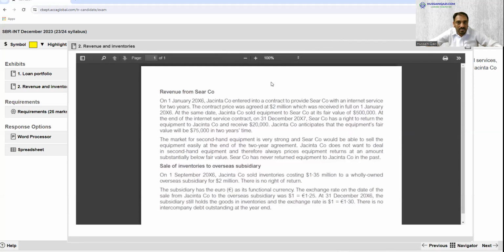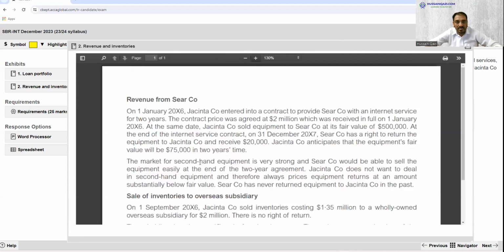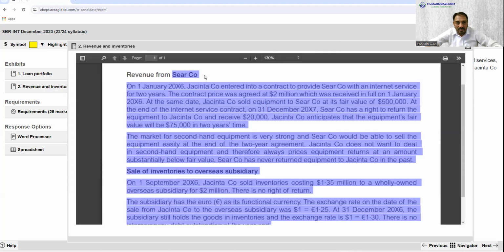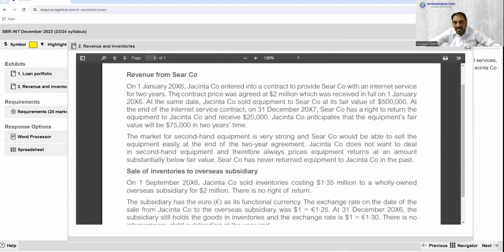Number one, revenue from Share company. On 1st January X6, Jacinta entered into a contract to provide Share company with an internet service for 2 years. Jacinta is a telco company. They have entered into a contract to provide Share company, a buyer, with the internet service for 2 years. The contract price was agreed at $2 million, which was received in full on 1st January X6.